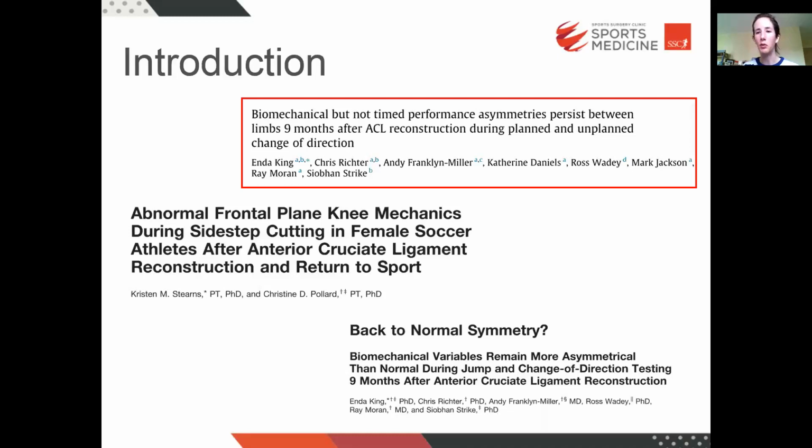King et al. reported in 2018 that approach speed was lower when turning off the operated leg than off the non-operated leg 9 months after ACL reconstruction, but we don't know whether there's also an asymmetry in change of direction angle. The aim of this study was therefore to investigate asymmetries in whole body change of direction task execution 9 months after ACL reconstruction, which is around the time of return to sport.